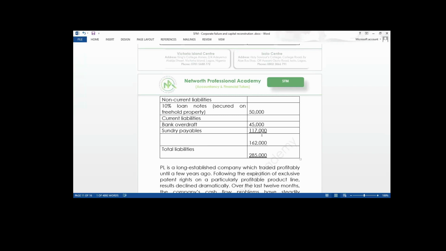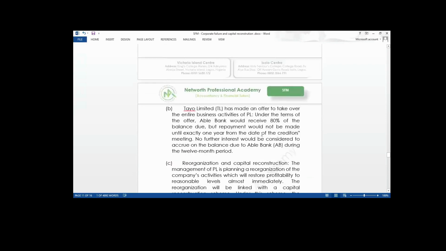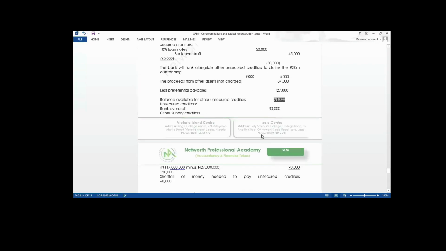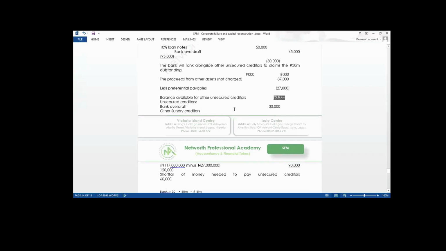Based on the law of distribution, preferential payables must be settled. That means out of this 87 million, we are going to settle preferential payables. 87 million minus 27 million. We are left with 60 million.